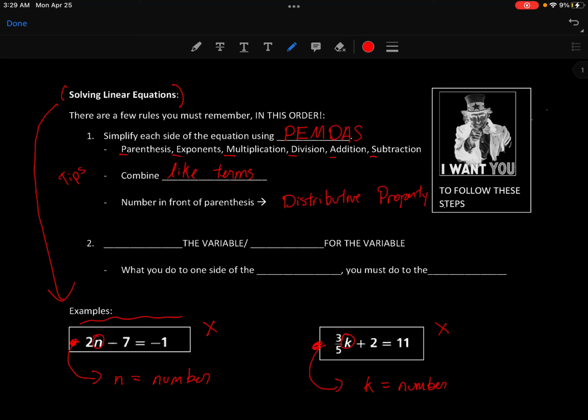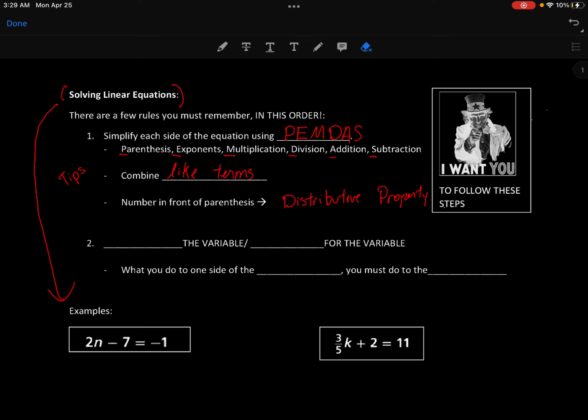So if you have something that looks like 3 times (x plus 2), distribute the 3 to every single term within the parentheses, and you should get 3x plus 6. Don't really think I need to go into that much detail there either. Let me erase this real quick before I move on. We need this part, tips.